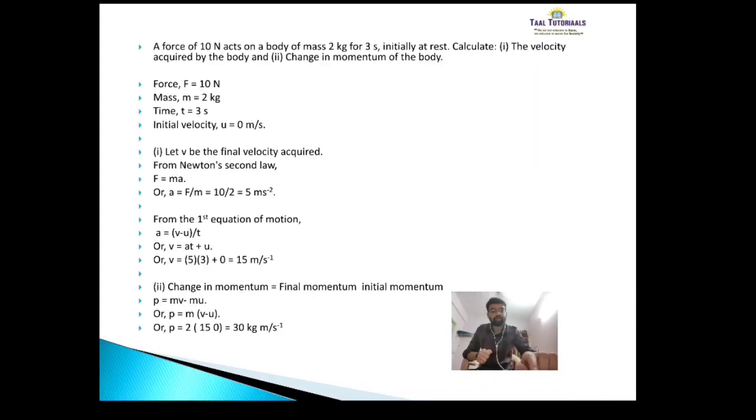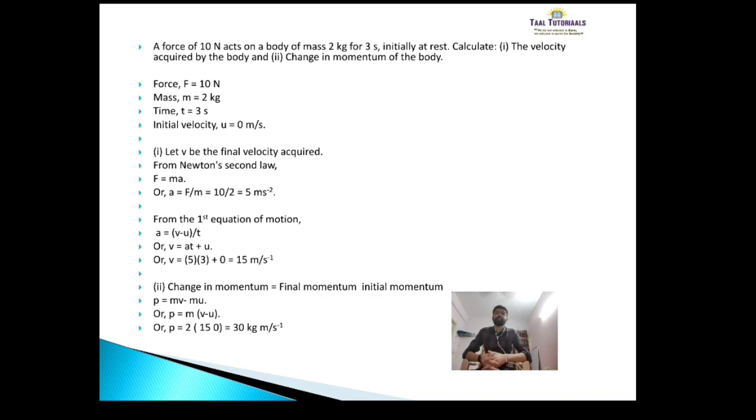Now we will come to the third question, that is a force of 10 Newton acts on a body of mass 2 kg for 3 seconds, initially at rest. So here u is 0 because initially it is at rest. We need to calculate the velocity acquired by the body, that is the final velocity, and second, the change in momentum, that is final momentum minus initial momentum.